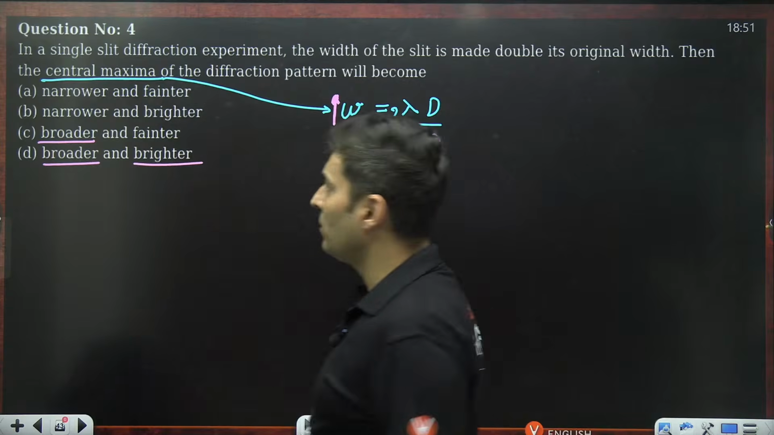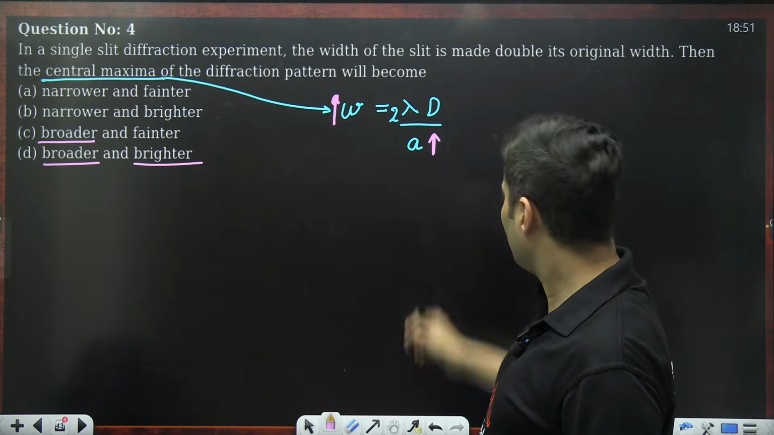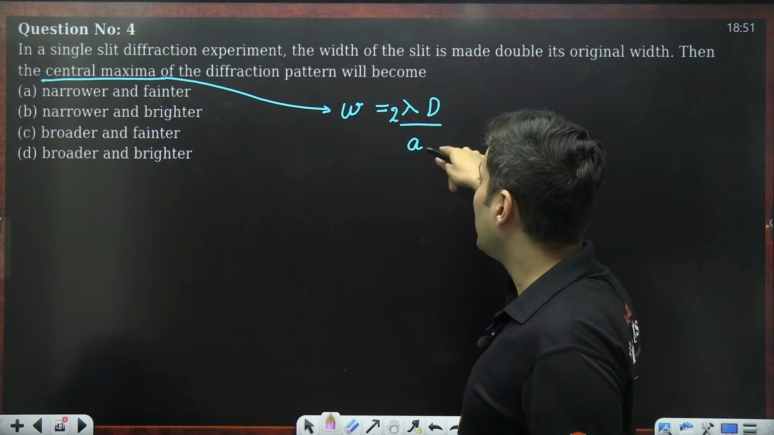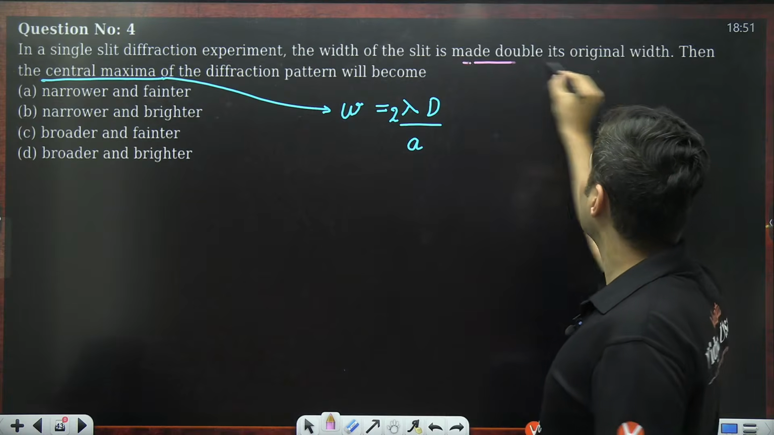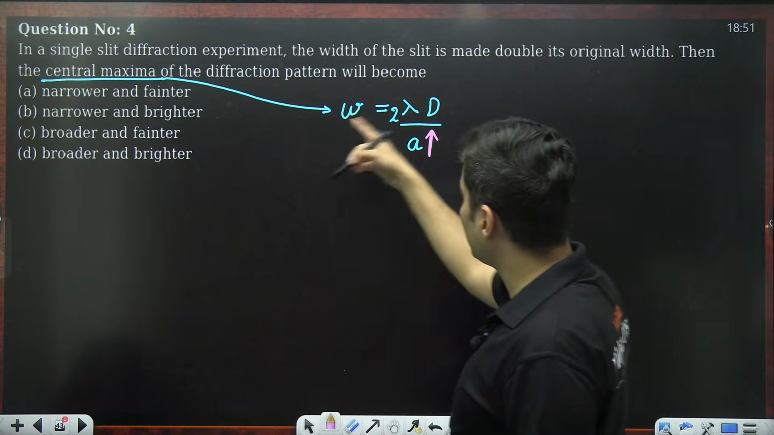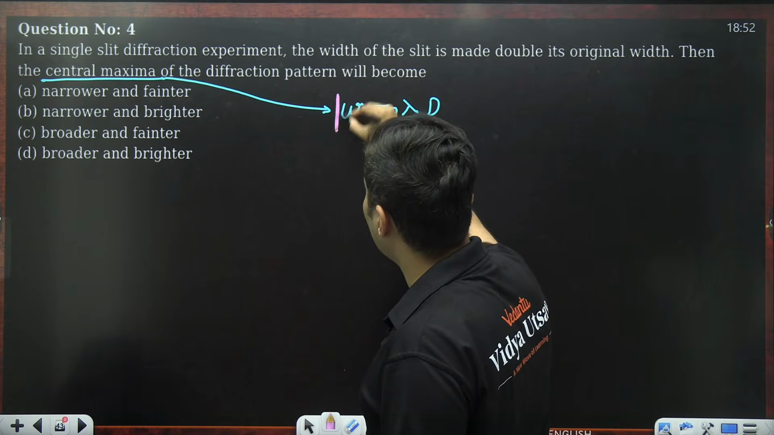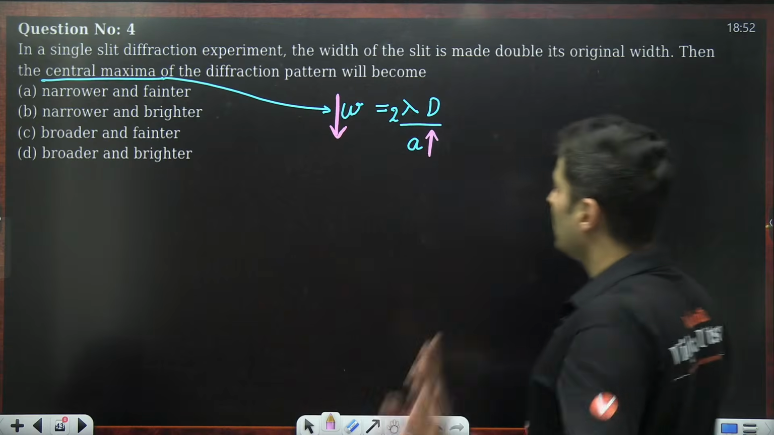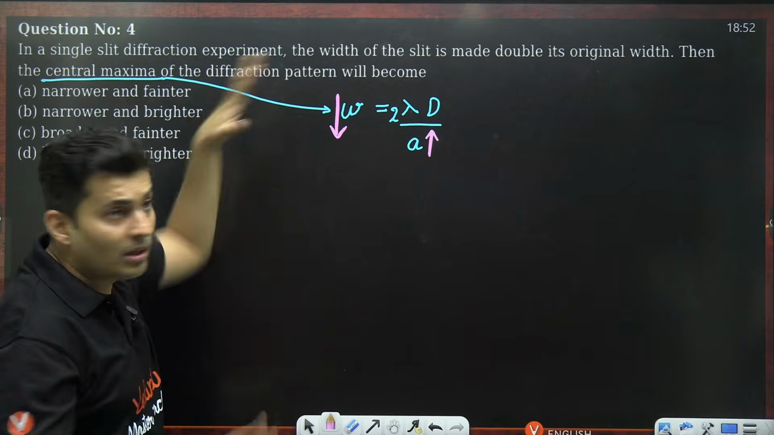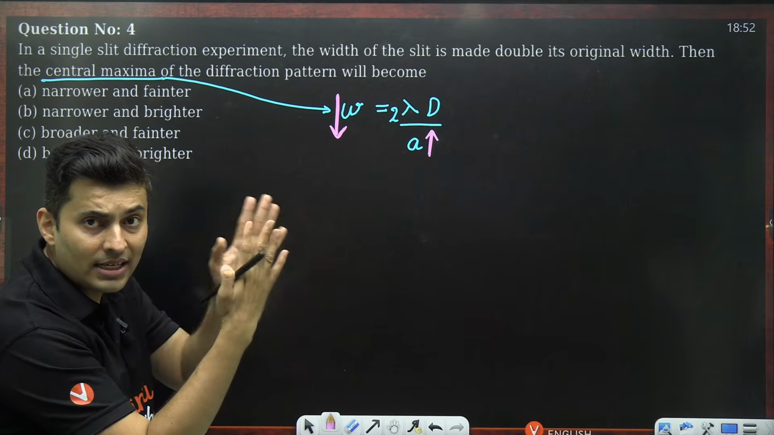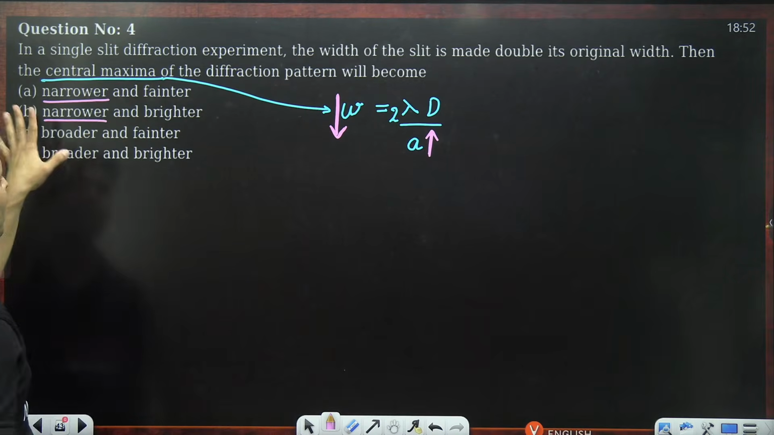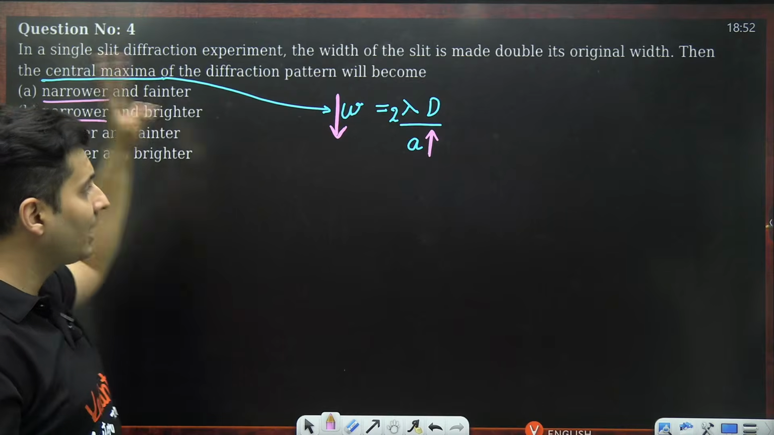Okay, not B. Narrower is not the correct one. Oh, sorry. 1 second, guys. If the slit is made double, this denominator will increase. If denominator increases, the ratio will decrease. My bad. So the slit width, if it is increased, the width on the screen of the central maxima will reduce. So it will become obviously narrower, not broader. My bad. But will it now become fainter or will it become brighter?